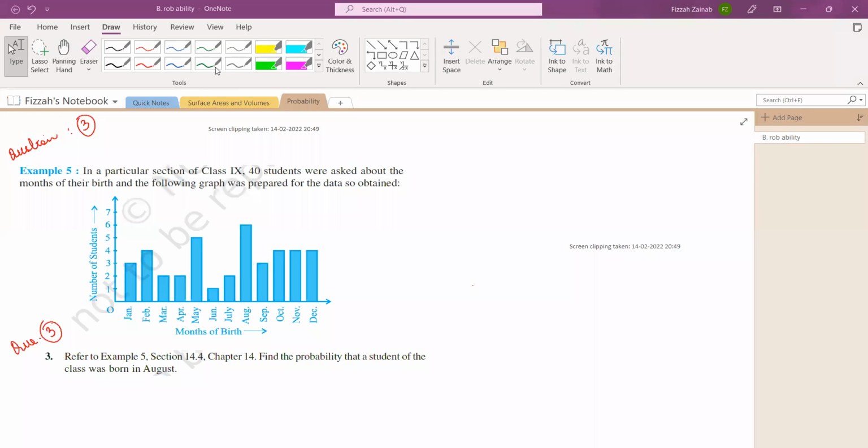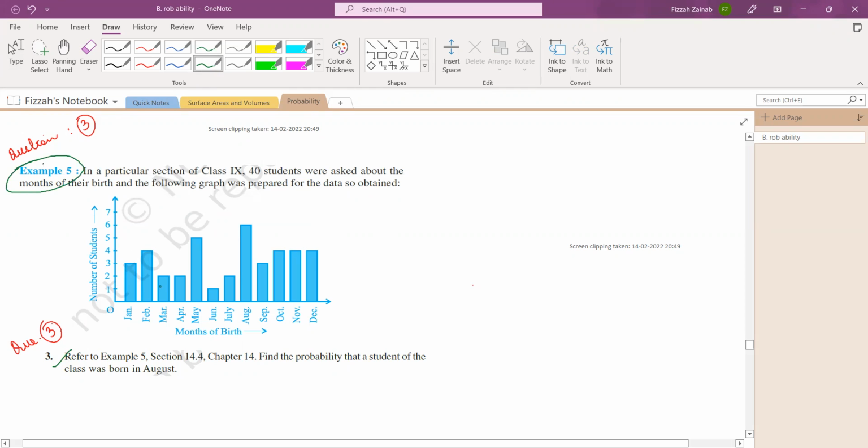So, in the last class, I left question number 3. So, I'm going to start with that question today. Okay, so this is the question. Refer to example 5, section 14.4, chapter 14. So, here is the example. I have just put the screenshot.